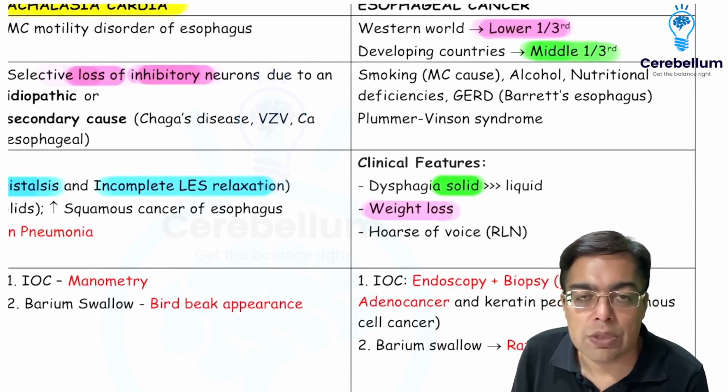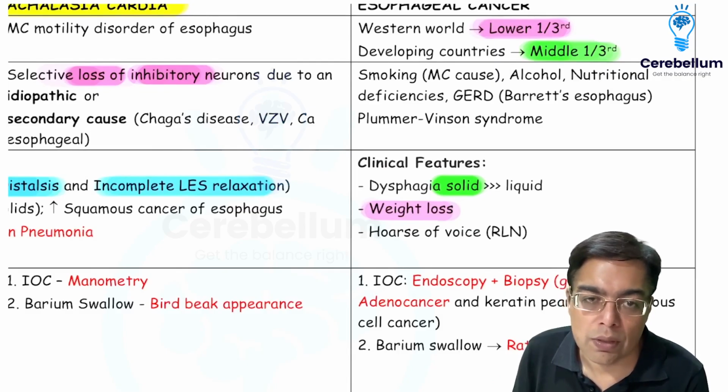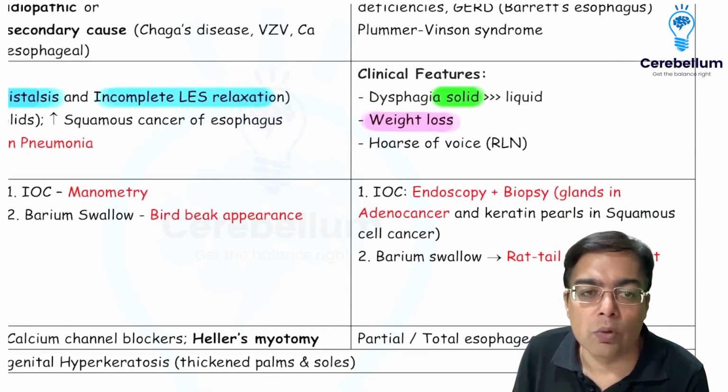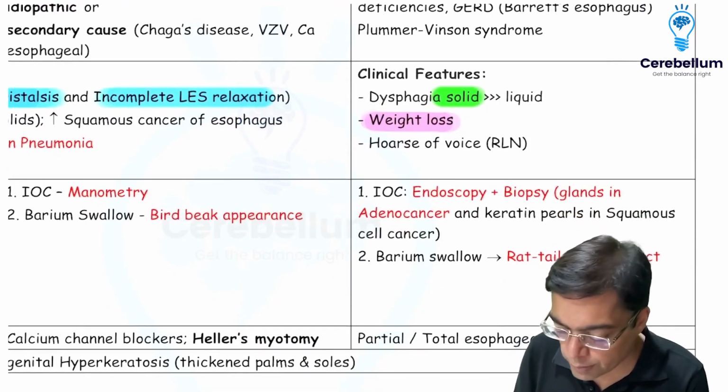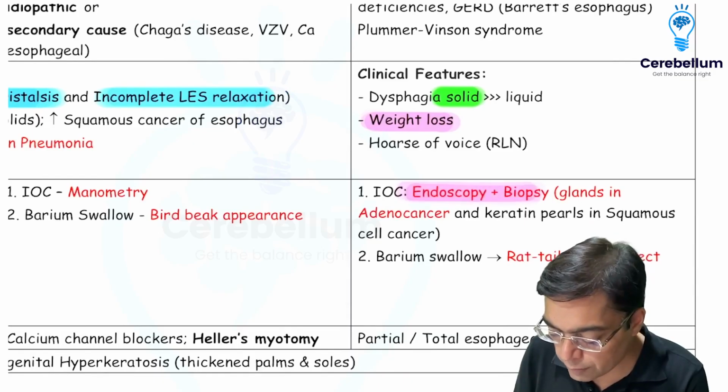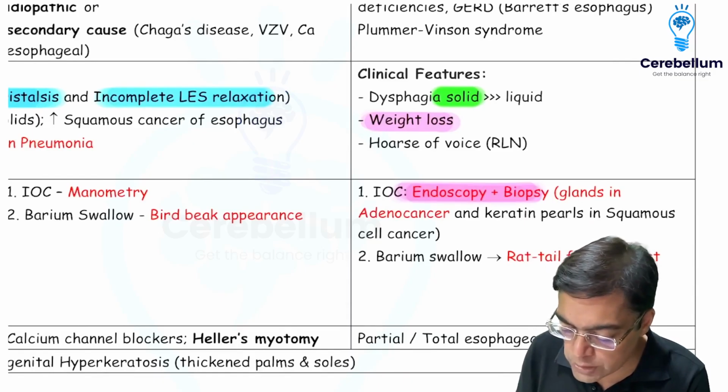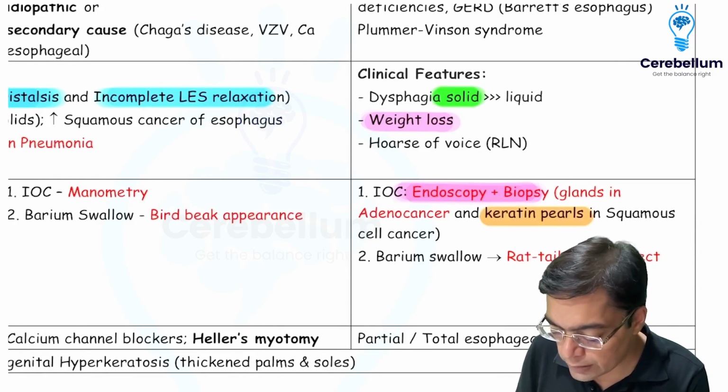Extension of the cancer causing involvement of the nerve can be associated with findings like hoarseness of the voice. Patients are therefore advised to undergo the investigation, which is endoscopic biopsy. And if there is a squamous cell carcinoma, of course, that is going to be associated with the presence of keratin pearls.